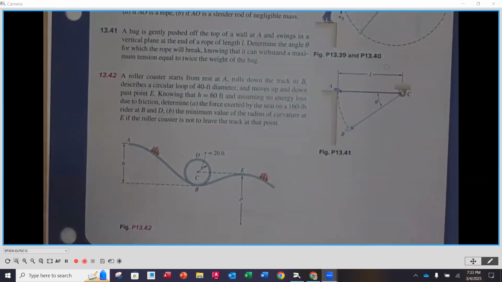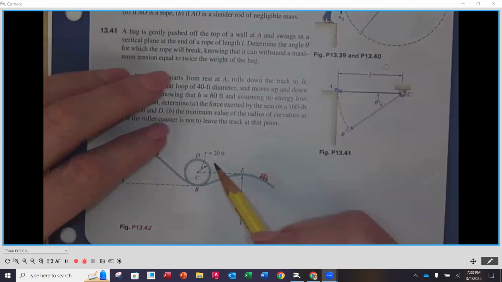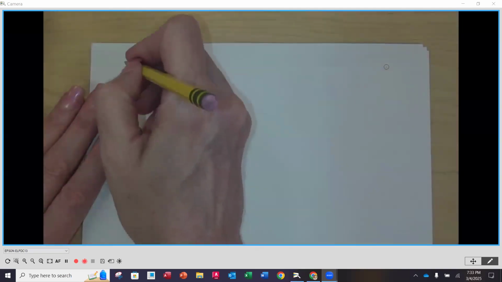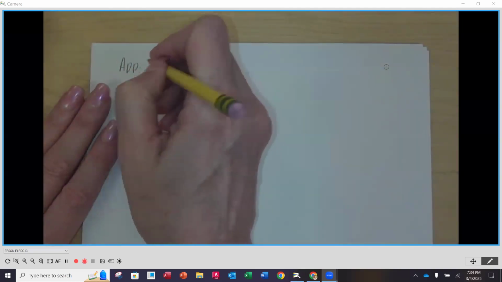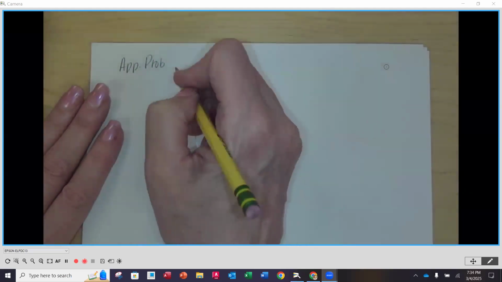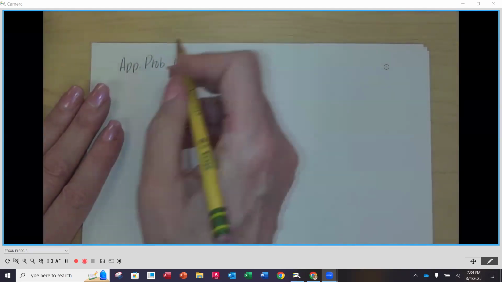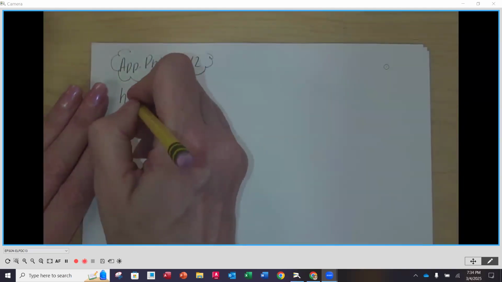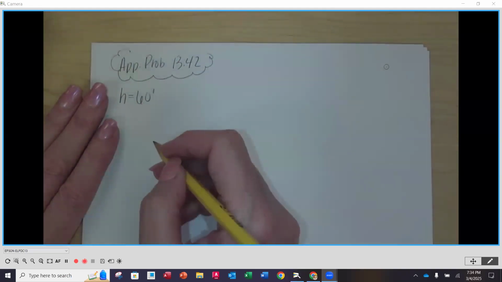Okay, so we'll start with A first, obviously. So what I'm going to do is put in the elements, the things that we know and what we're trying to find, and then we'll go from there. Okay, so for this problem, this is application problem 1342. I know that my height is equal to 60 feet.